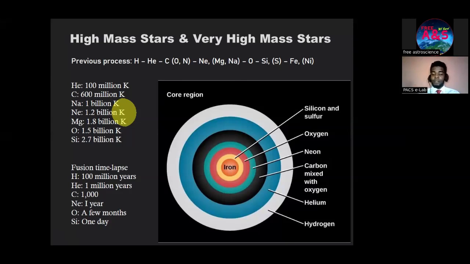Silicon, one day to fuse. So here is the layer. Here you have hydrogen, helium, then you go down until you have the iron core. So when silicon is fusing to become iron, something dangerous begins to happen.